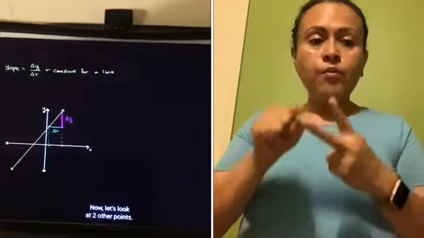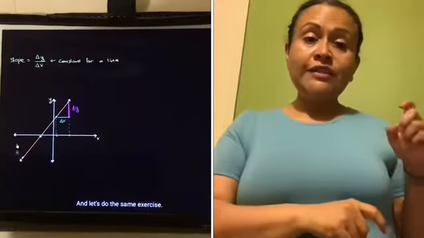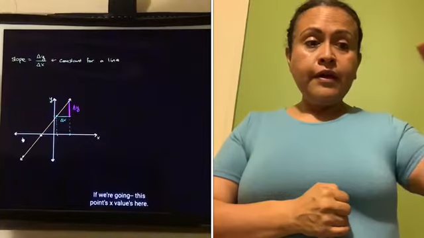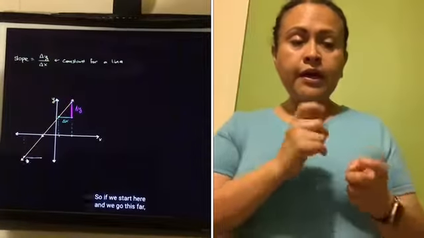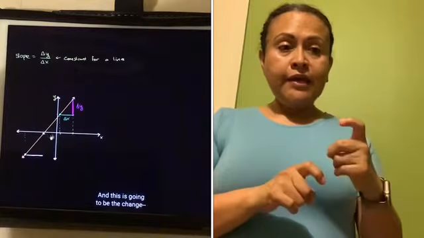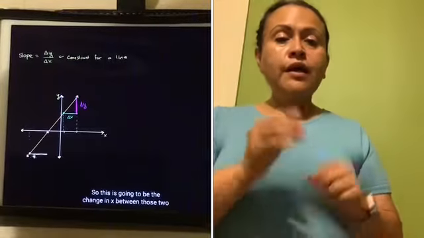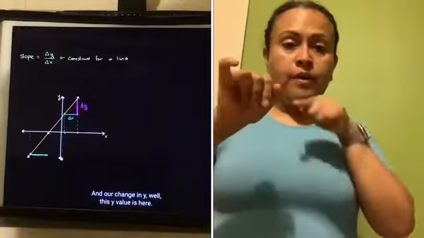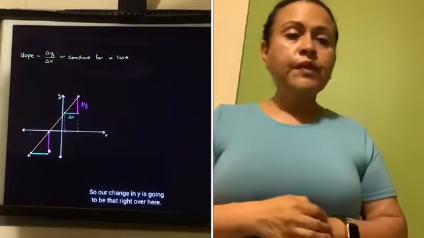Now, let's look at two other points. Let's say I have this point and this point right over here. And let's do the same exercise. What's the change in x? This point's x value is here, this point's x value is here. So if we start here and go this far, this would be the change in x between this point and this point. Let me do that in the same green color. So this is the change in x between those two points. And our change in y, well, this y value is here, this y value is up here, so our change in y is going to be that right over here.